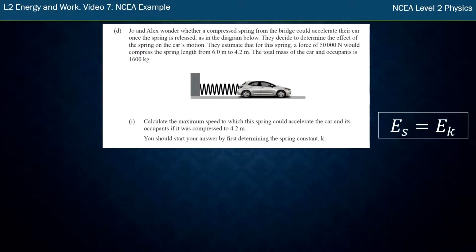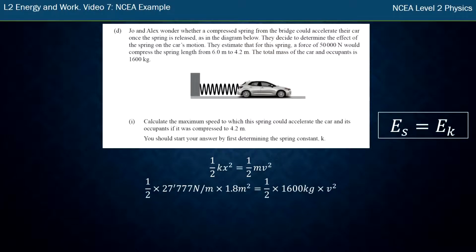So now I can go back to my energy equation that I'd worked out before. I've got all the information now. My k is 27,000, my x is 1.8, that's going to be squared, and I've got my mass, and I need to find my velocity. So put this in, I get v squared, and square root that, I get v equals 7.5 meters per second.